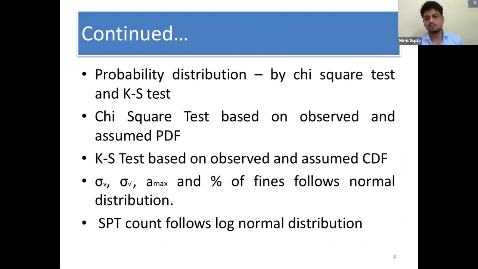Now we have to find out the probability distribution which these uncertain input parameters follow, by chi-square test and KS test. Chi-square test is based on the probability density function and KS test is based on the cumulative distribution function. And we have observed that total stress, effective stress, maximum acceleration and percentage of fines follow normal distribution, and SPT count follows log normal distribution.